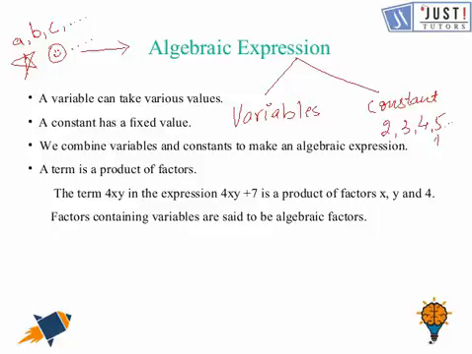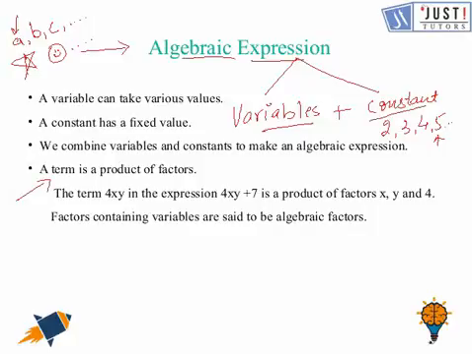Because 5 means 5, whereas here A can take any value. That is why we call letters variables and constants the fixed values. So the combination of variables and constants gives us an algebraic expression.